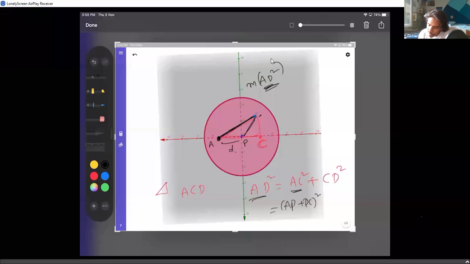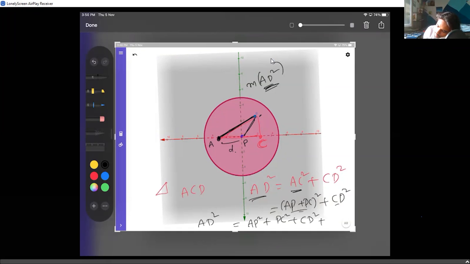Do you agree? AP plus PC. If I expand it, AD square equals AP square plus PC square plus the left out term, which is nothing but 2 AP PC. A square plus B square plus 2AB. There's a reason why I wrote the last term away. Now, if I look at these two terms, PC square plus CD square, it's nothing but PD square. Do you agree?